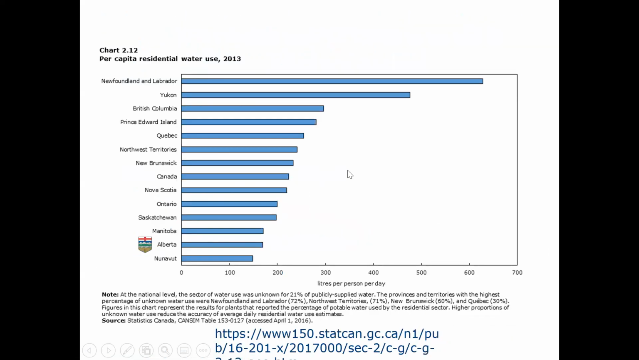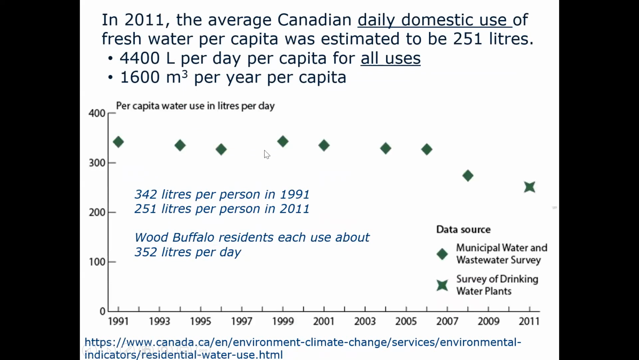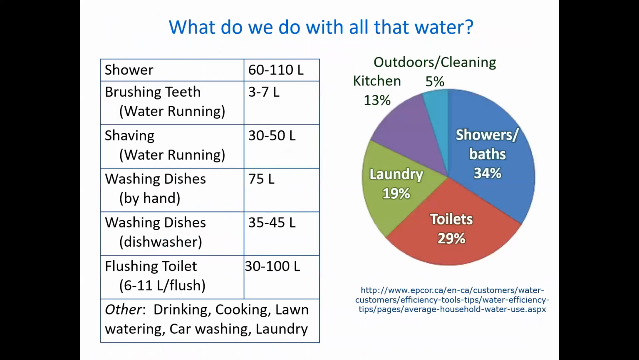Here's Alberta again, looking at per capita residential use, and we've already talked about this. I guess Alberta is kind of on the low end per capita. I'm really sorry I have all this repeat of data. This is showing the decrease over the years up until 2011, and you can see that things are getting a little bit more efficient anyway. And then I found this other number, Wood Buffalo residents, 352 liters per day. That's for all uses, not just in the house. I guess we looked at this already as well. Showers and laundry and toilets are the big three.